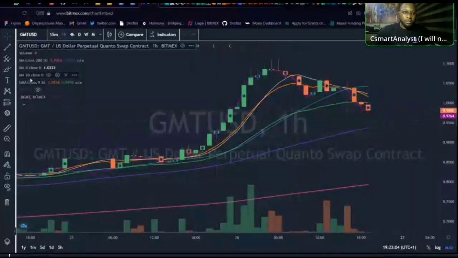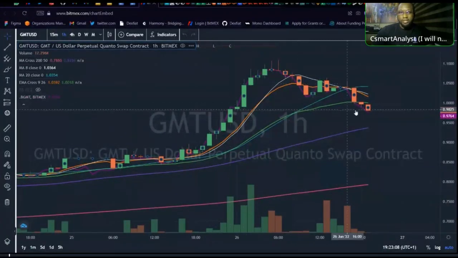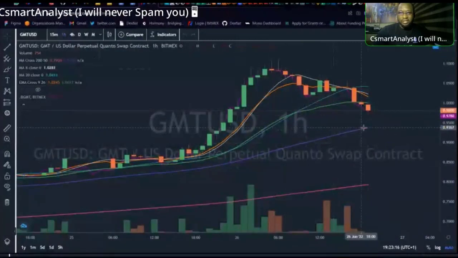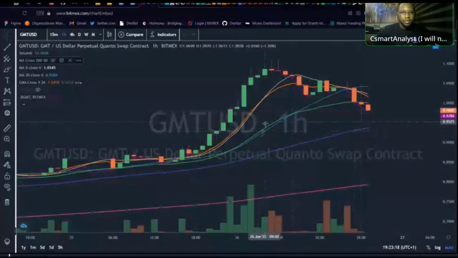Like this is a day, my moving average. This is 50, 50 and 80. If I click it, you see, okay, this is 9 and 25. 9 was broken, 26 is the next. This is 50, this is the 50 moving average. This is the 8 moving average.